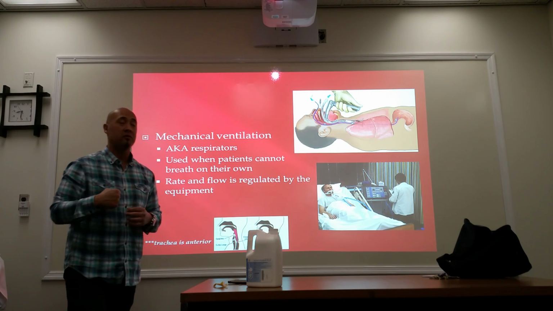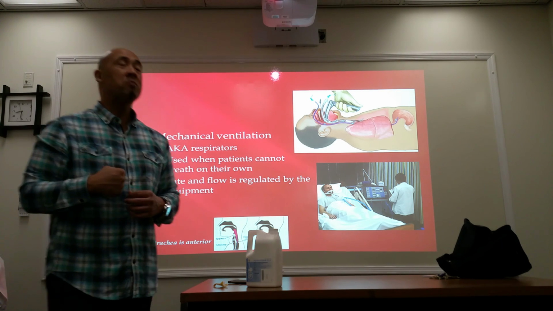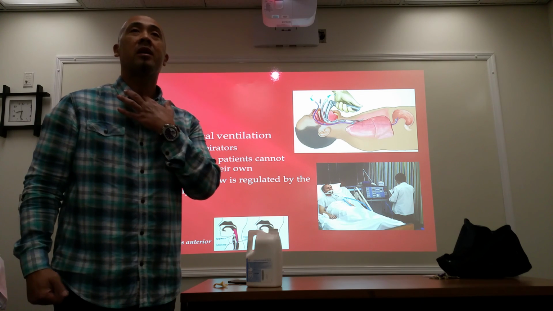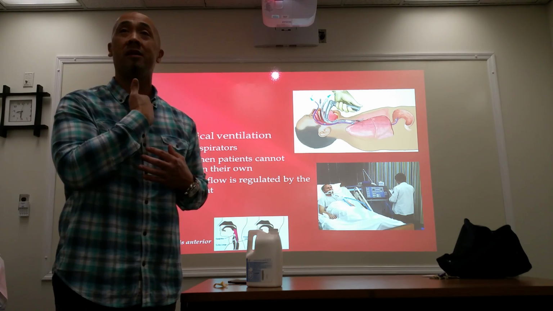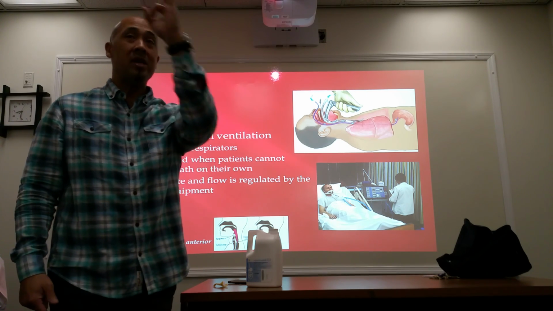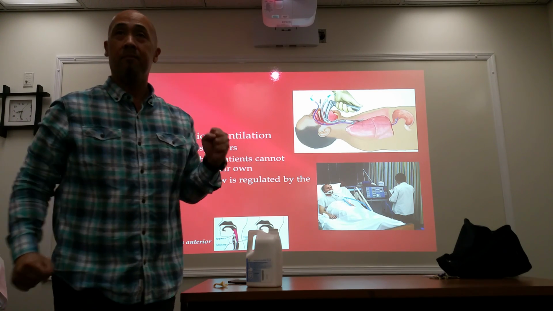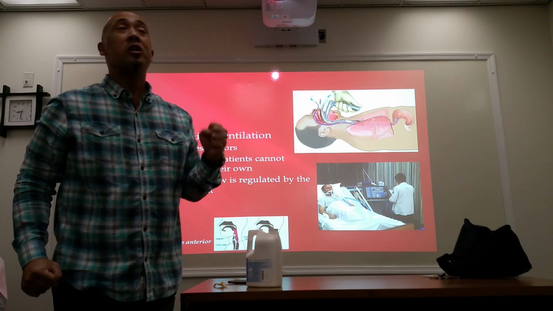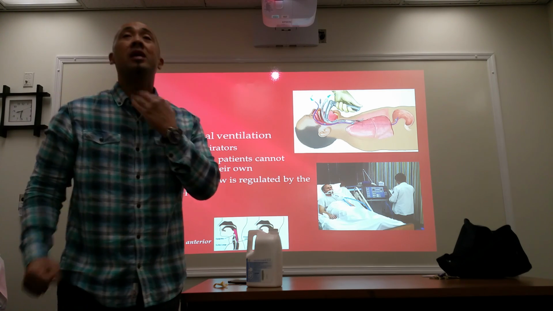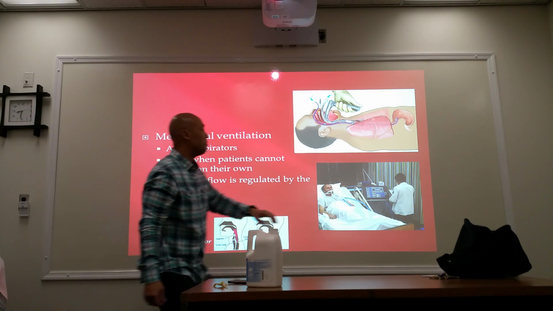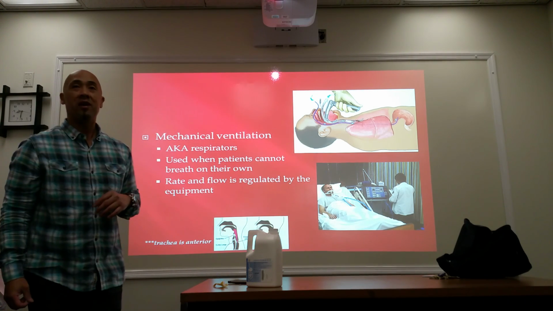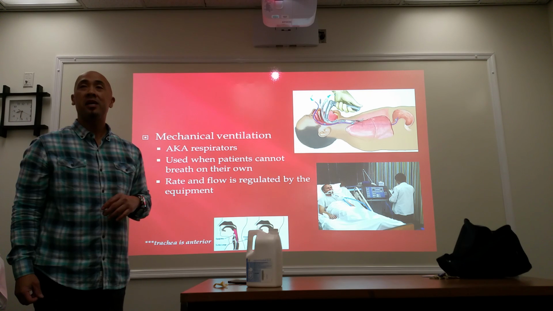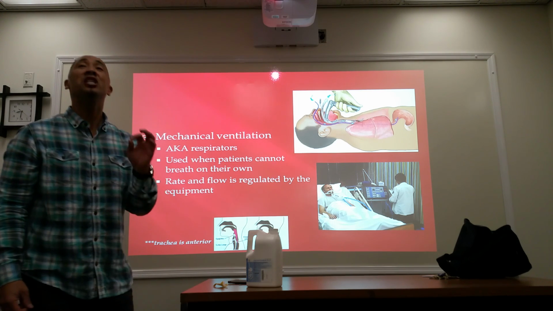There's two ways to hook them up. One would be through a tracheostomy. Okay, so we're going to create an artificial opening through their neck and into the trachea, and we're going to put a tube through there. Okay, so one end of the tube is in their throat. The other end of the tube is going to hook up to the machine, and the machine is going to breathe for them. That's a tracheostomy. The other one is known as an endo.